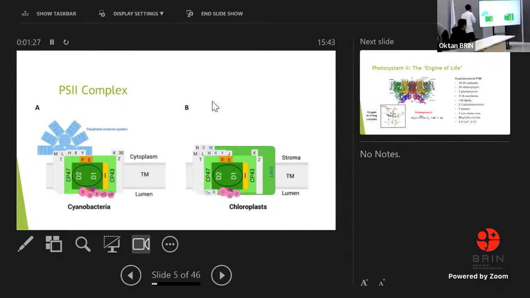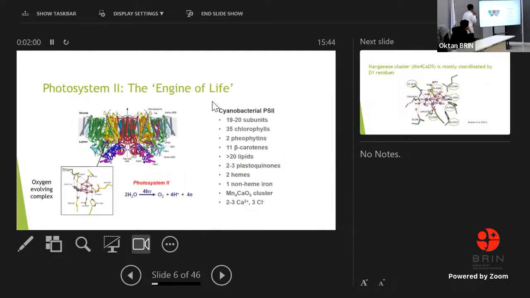Next slide, please. Okay, so this is a cartoon of the photosystem 2 complex, in cyanobacteria and the chloroplast. There are many subunits that form the photosystem 2. I just want to point out that the D1 and D2 proteins are from the reaction center of photosystem 2, while I'll be focusing on the D1 protein. This here forms the reaction center.